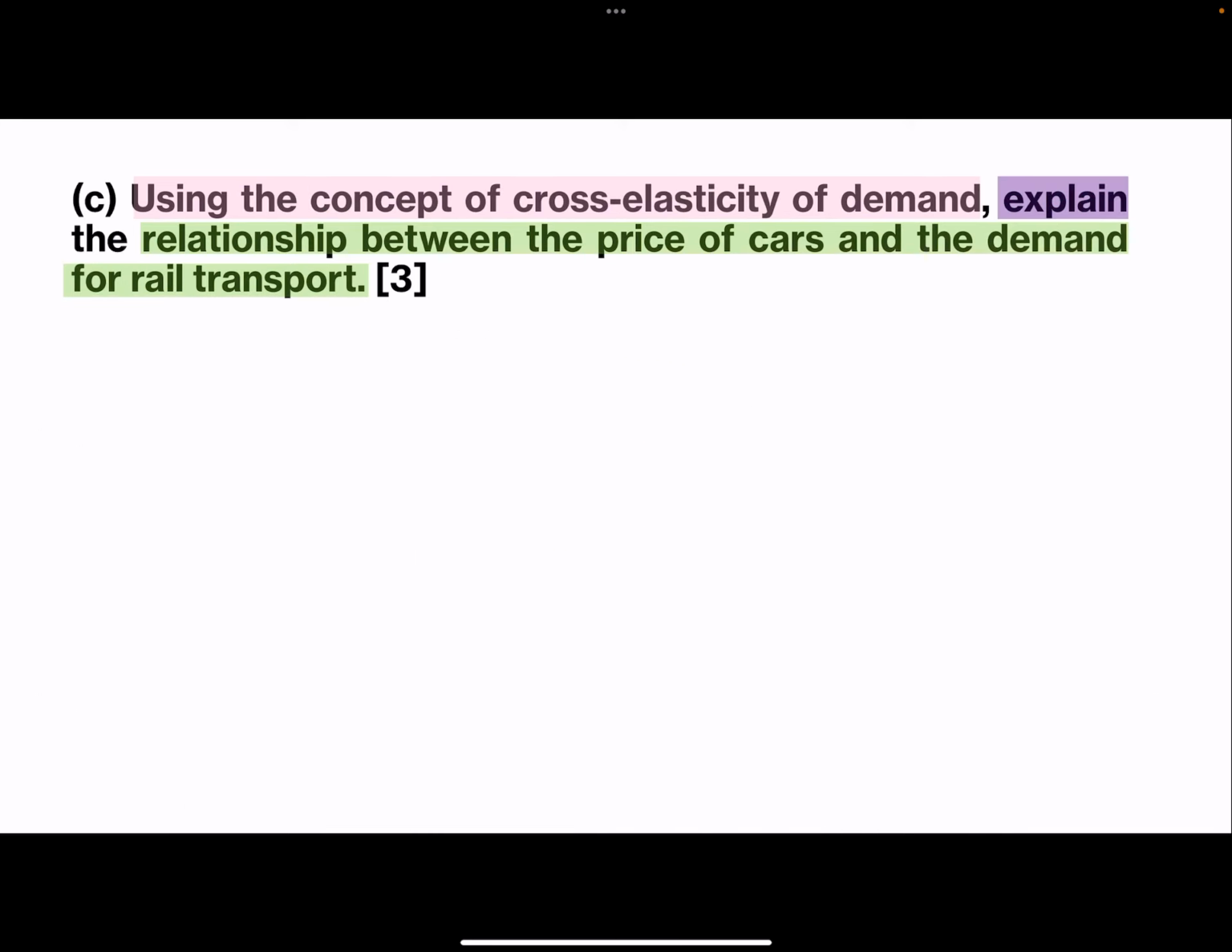Okay, C says using the concept of cross elasticity of demand. So they're very explicit about what the econs concept is, XED. Explain the relationship. Explain, don't just state. You've got to explain. This is 3 marks. The relationship between the price of cars, which is good A, and the demand for rail transport, which is good B.